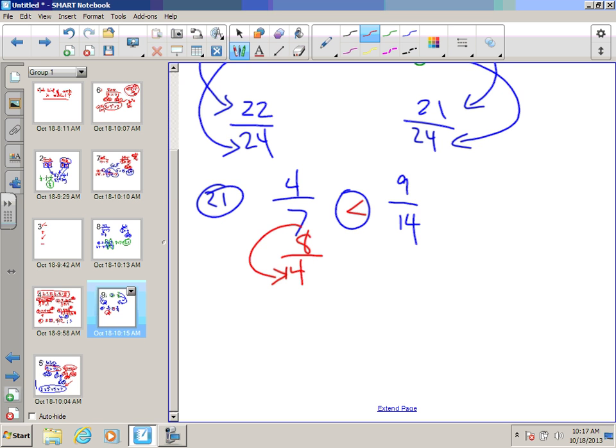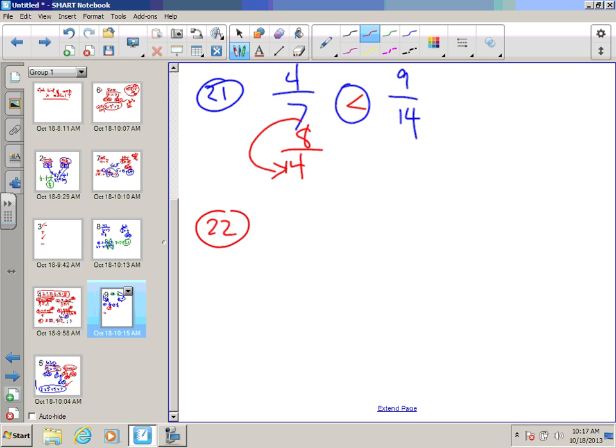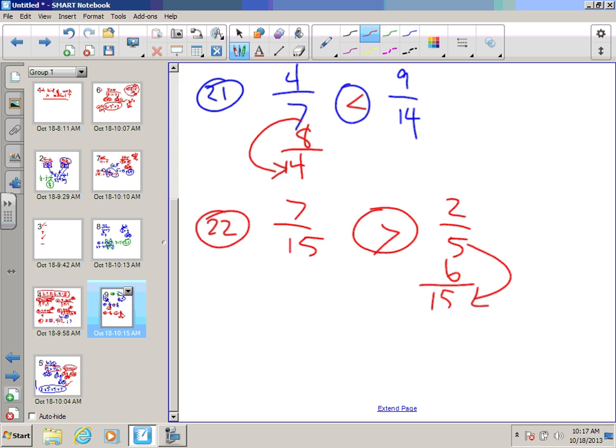22, same thing. 7/15 to 2/5. Use the larger one, the 15. That works for 5. Convert it to fifteenths. Times 3 is a 6. 7/15 is greater than 6/15.